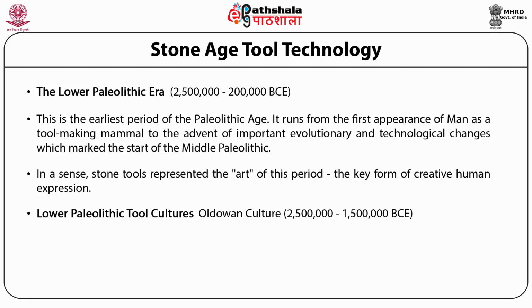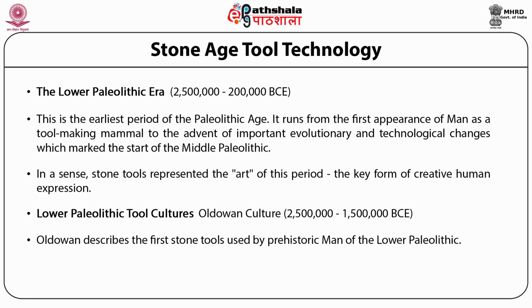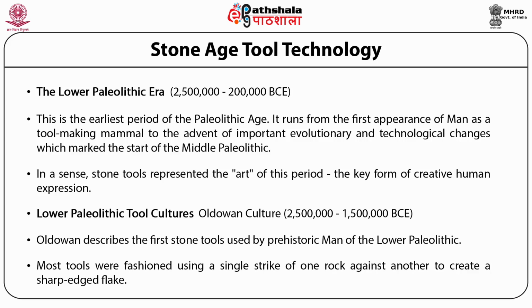Lower Paleolithic tool cultures. Olduvian culture. Olduvian describes the first stone tools used by prehistoric men of the Lower Paleolithic. Olduvian culture began about 2.5 million years ago, appearing first in the Gona and Omo basins of Ethiopia. The key feature of Olduvian tool manufacture was the method of chopping stone to create a chopping or cutting edge. Most tools were fashioned using a single strike of one stone against another to create a sharp-edged flake.